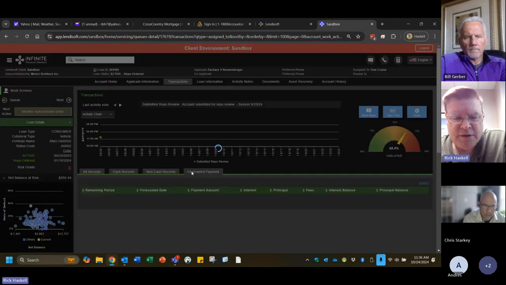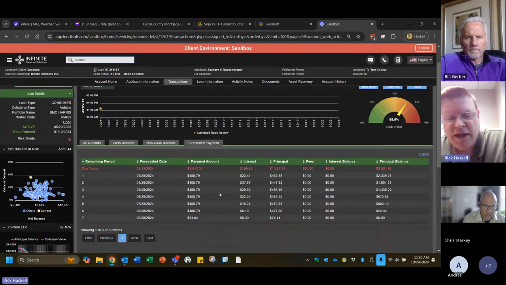We also have a forecasted payment view that, at any given time, an agent can come to. If a customer ever says, hey, how many more payments do I have on this loan? Like, when am I going to finally be paid off? They can come to the forecasted payment. And what this does is it predicts a true forecasted remaining term.